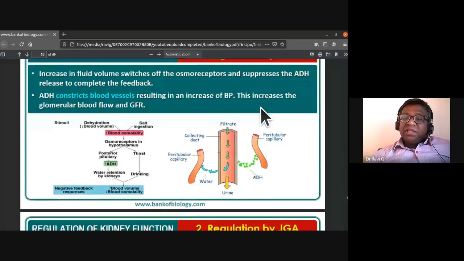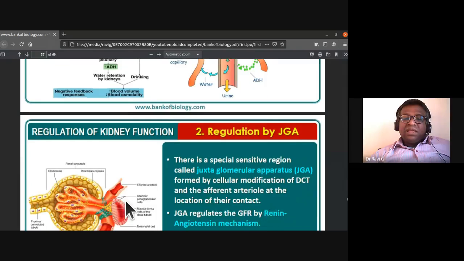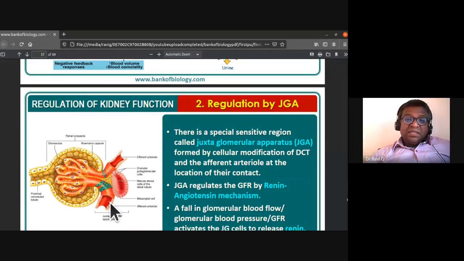So the next one is regulation by the juxtaglomerular apparatus. There is a special sensitive region called the juxtaglomerular apparatus, formed by cellular modification of the DCT, the distal convoluted tubule, and the afferent arteriole at the location of their contact.